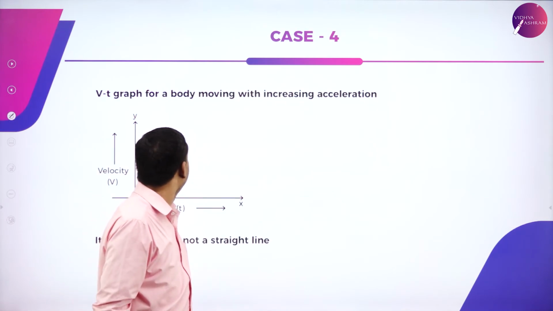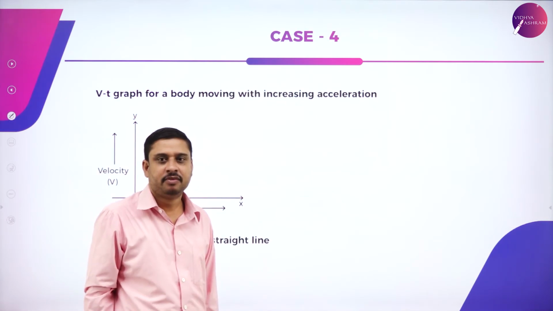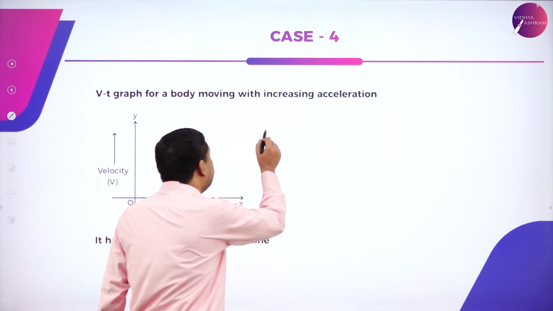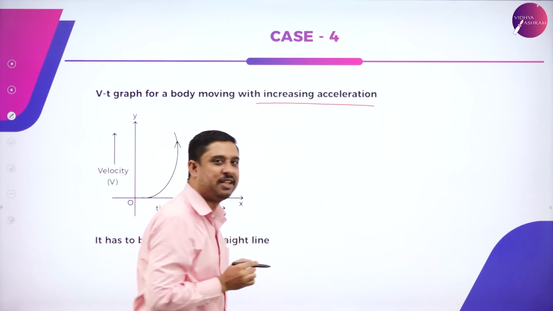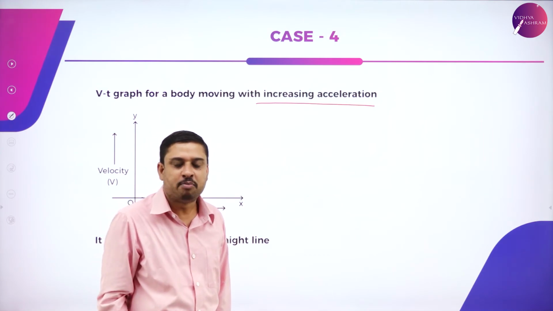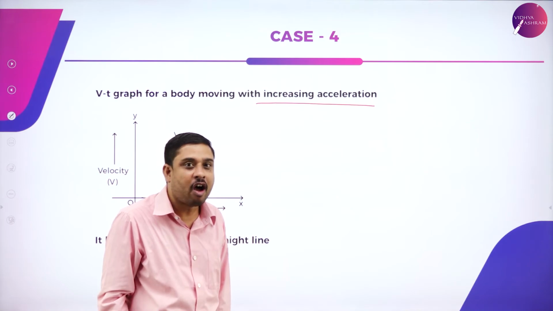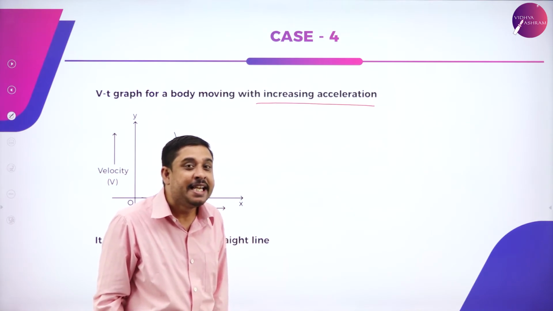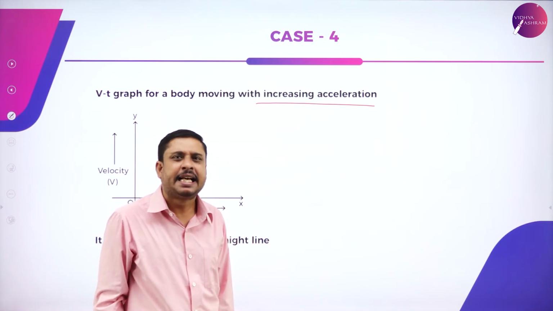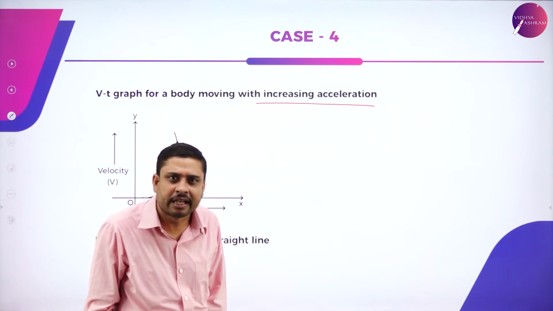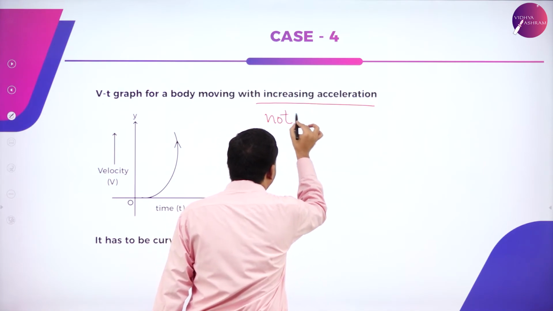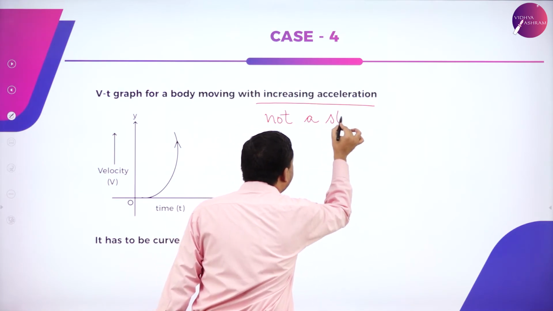Now, the VT graph for a body moving with increasing acceleration, just increasing acceleration. So if you observe, here it is not a uniform increase in acceleration, simply increasing acceleration, which means here the VT graph is not a straight line.